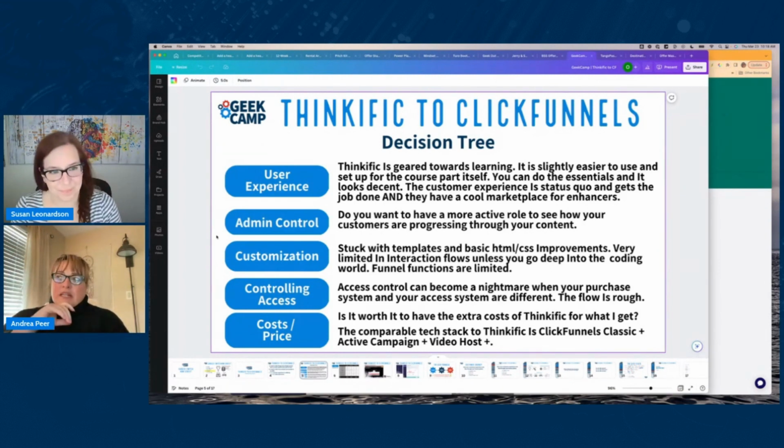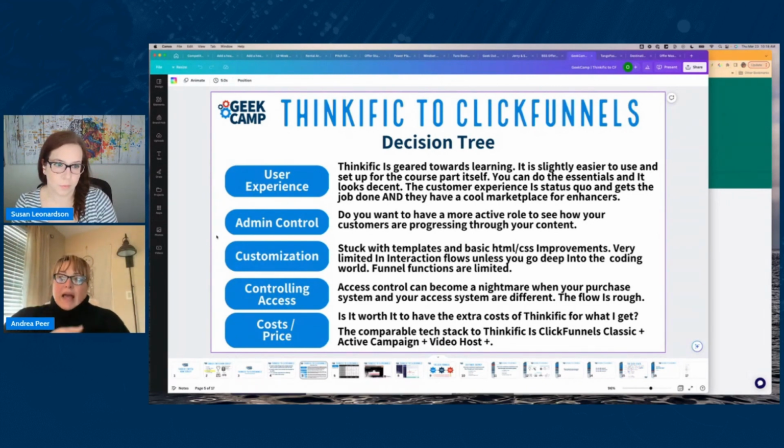In terms of customization, you are still stuck with templates. You are still stuck with the left nav and the content area. But because they have a marketplace, there's some pretty cool enhancements that you can do. And you can add a little bit of code. It's actually not as free on the code front though, as ClickFunnels and what you could do there.